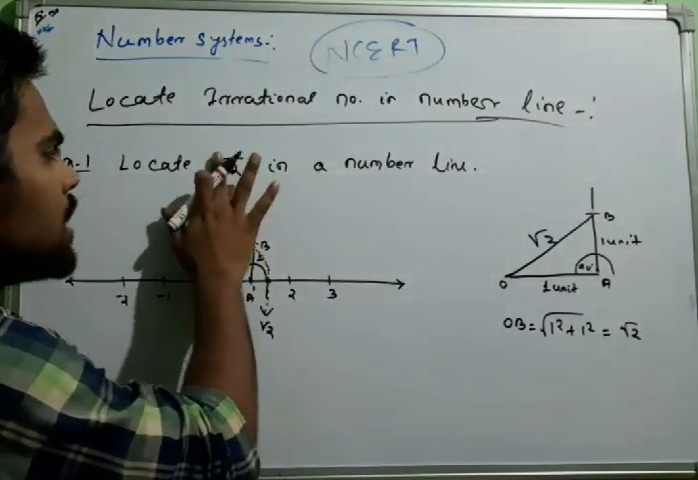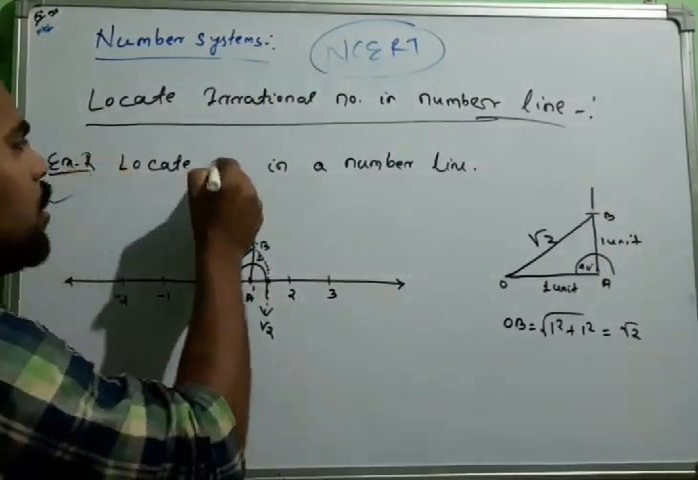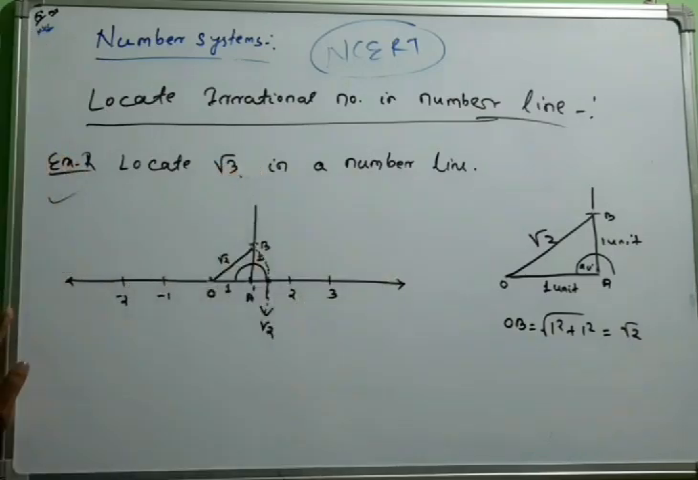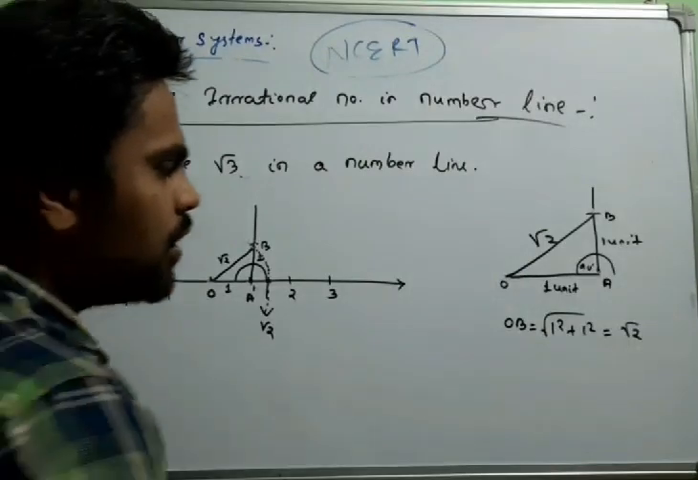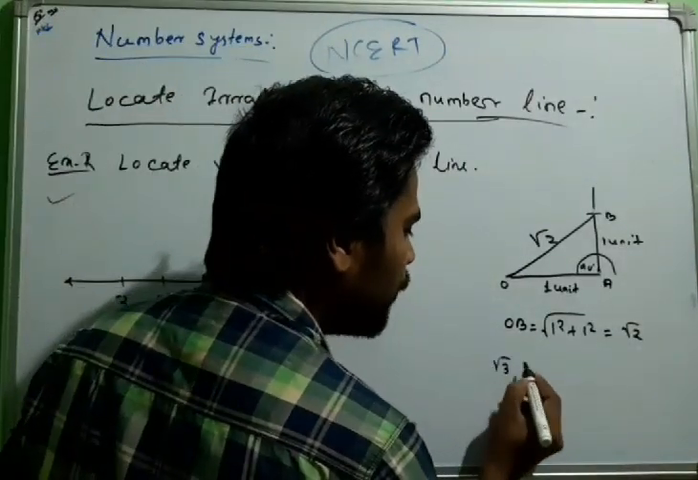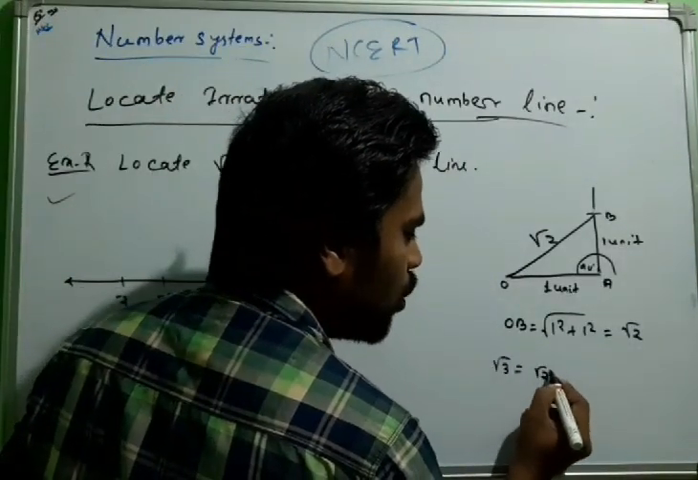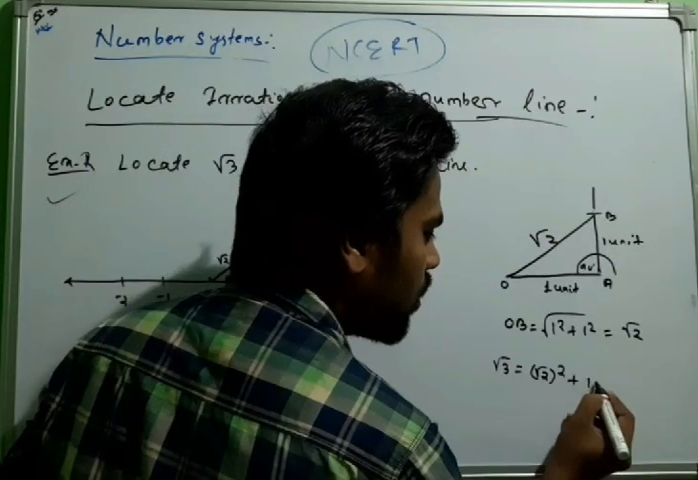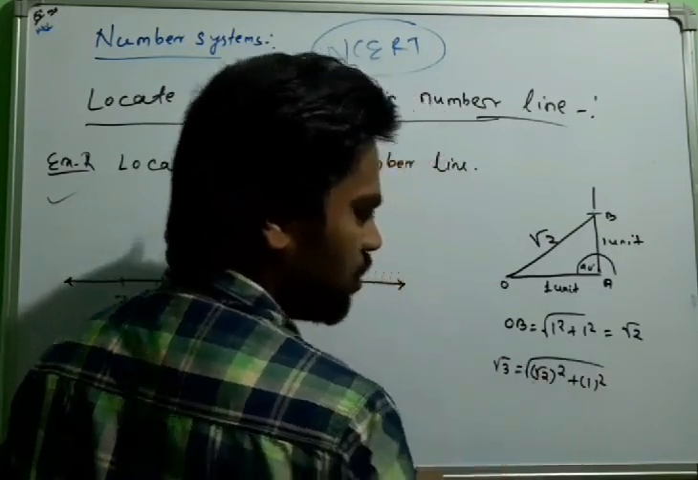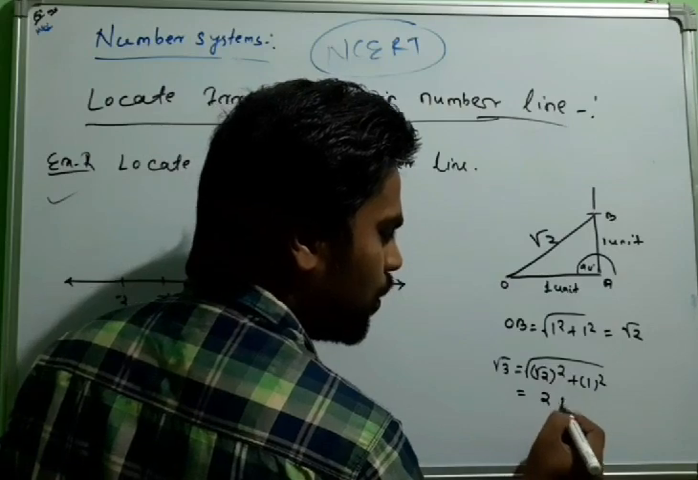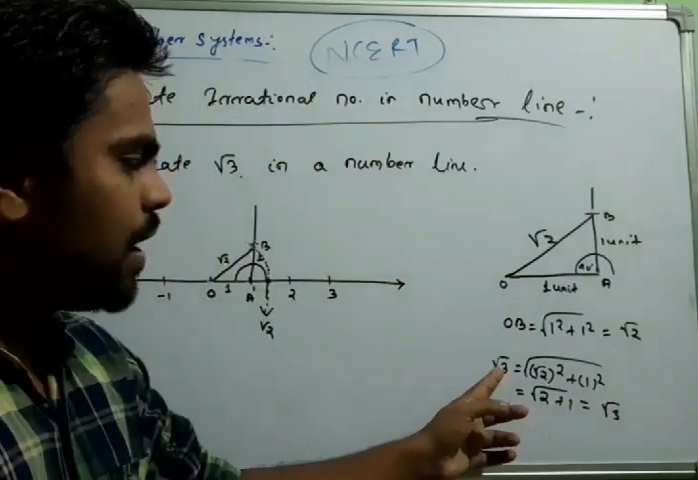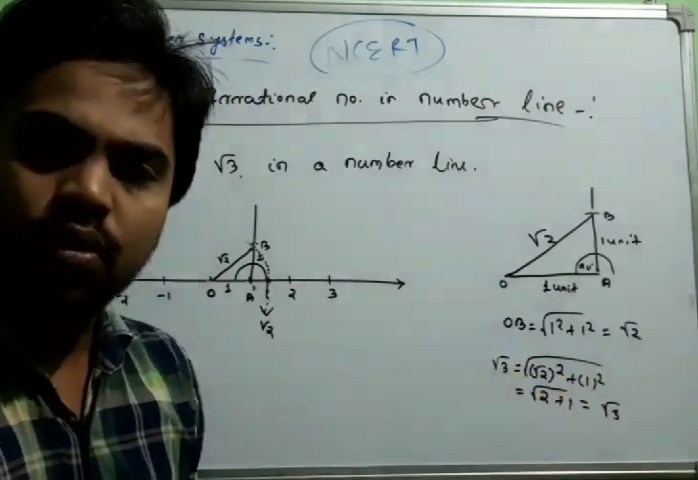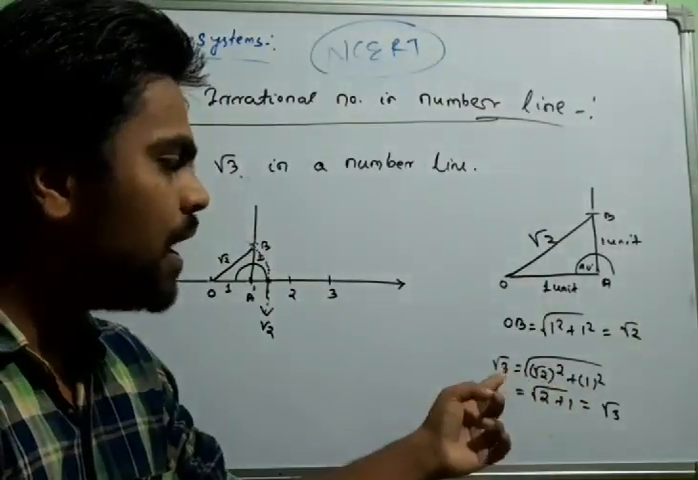He is asking the next question, example 2: locate root 3 on the number line. How to locate root 3 on the number line? Just see how you have to find root 3. Root 3 is equal to the square root of root 2 squared plus 1 squared. Yes or no? Root 2 squared is 2, plus 1 is equal to 3. So how can I make root 3?